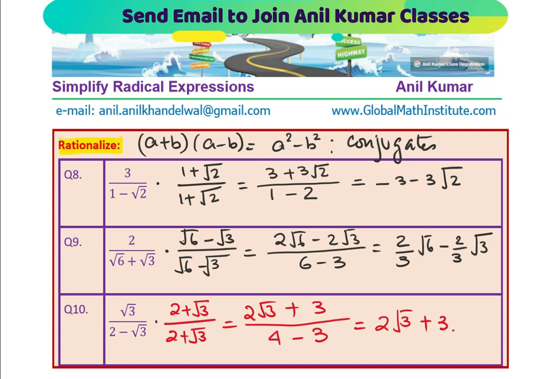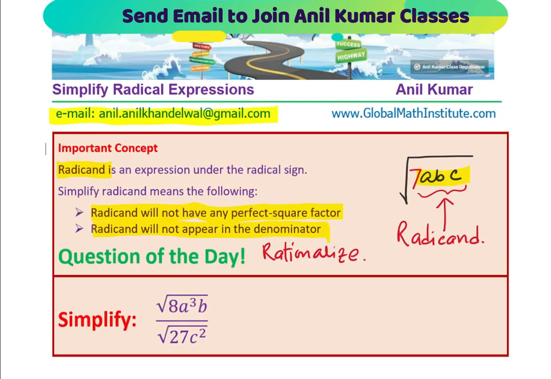Now with that, let's look into our bonus question and some important concepts which we learned in this particular video. So the radicand is the expression under the radical sign, as I was saying, and simplifying the radicand really means the following. 1. The radicand will not have any perfect square factor. So from 8 we took out 4, from 27 we took out 9, from a cube we took out a square. So perfect square factors were taken out.